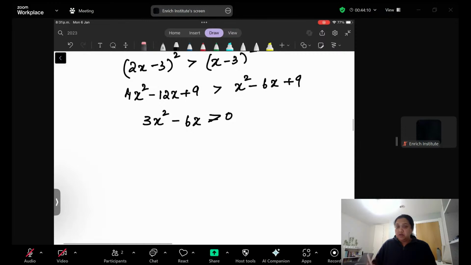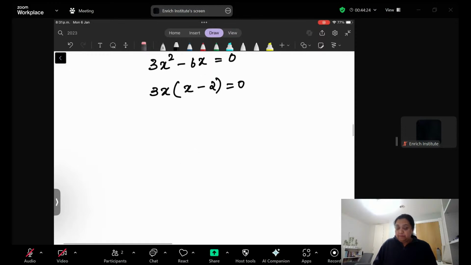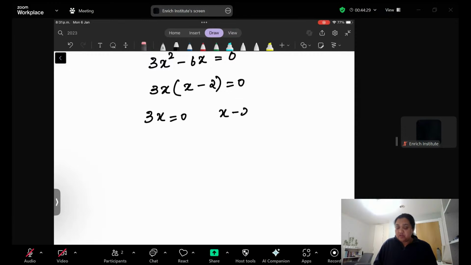Now, you put it as an equal sign and then simplify it. So 3x square minus 6x is equal to 0. Then you take 3x outside: 3x times x minus 2 is equal to 0. Then you split this, so 3x is equal to 0 and x minus 2 is equal to 0. So x is equal to 0 and x is equal to 2.